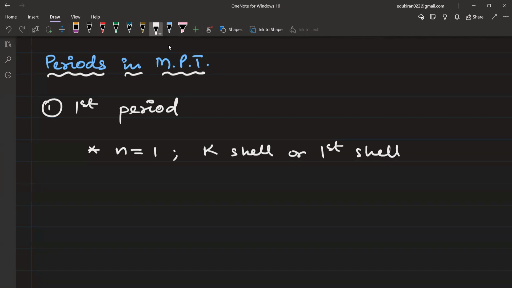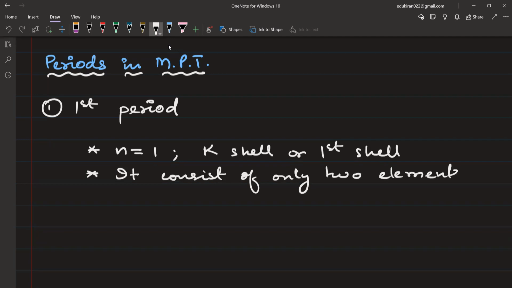And how many electrons can be there in the first shell? Devangi, tell me how many? 2, right? And how many elements will be in the first period? 2. Okay, so the first period consists of only 2 elements. What are those 2 elements? Hydrogen, which has electronic configuration of 1s1, and helium, which has electronic configuration of 1s2. And our first period, as well as the first shell, is done.